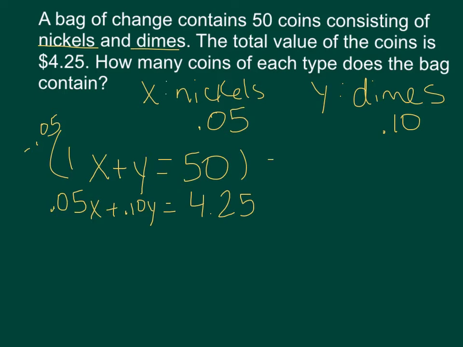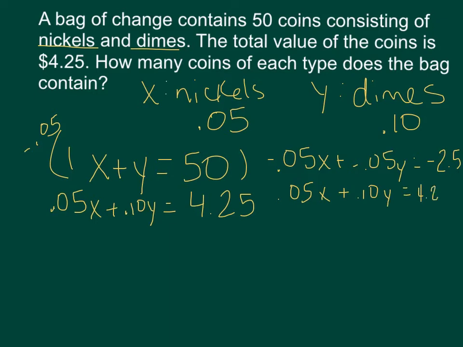When you do that, you get negative 0.05x plus negative 0.05y equals negative 2.5. Okay, so I just typed everything in. And then you just rewrite your bottom equation: 0.05x plus 0.10y equals 4.25. If you look, your x's cancel. You just add straight down. So you have negative 0.05 plus 0.10, which should be 0.05y equals negative 2.5 plus 4.25, which is 1.75.